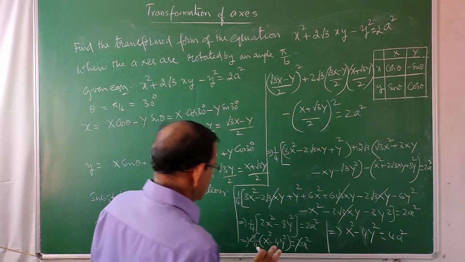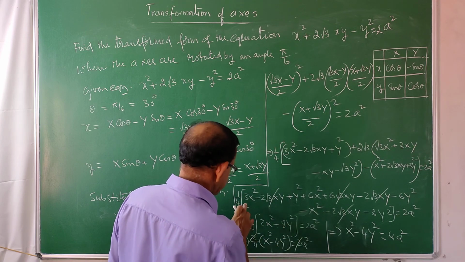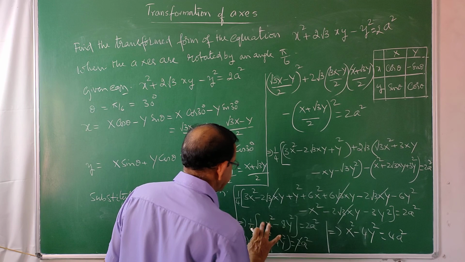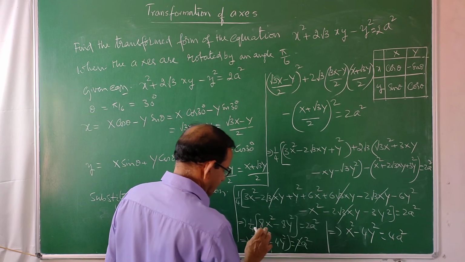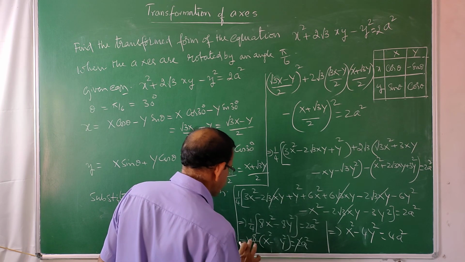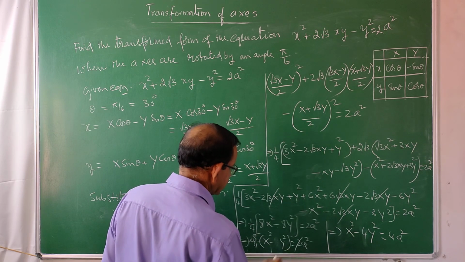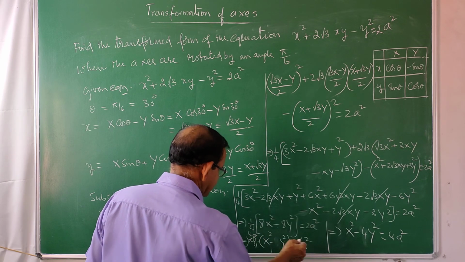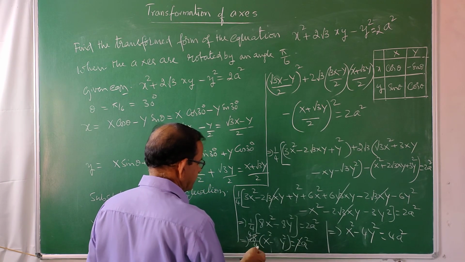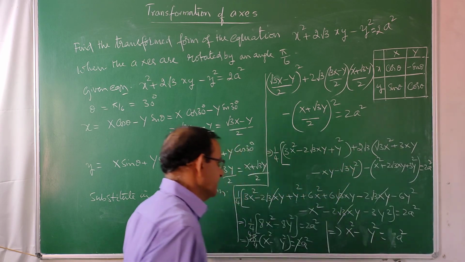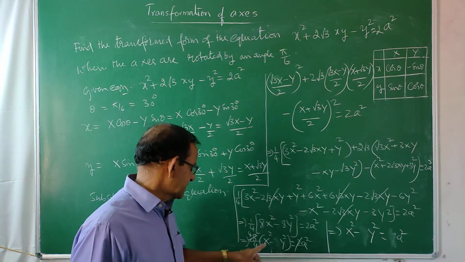Here we made a mistake. 3x square plus 6x square is 9x square minus x square, that is 8x square. Now 8 is common. 8 by 4 into x square minus y square is equal to 2a square. So the 4 is cancelled, that 2 is cancelled on both sides, 4 by 4 is 1. So the transformed equation is x square minus y square is equal to a square.